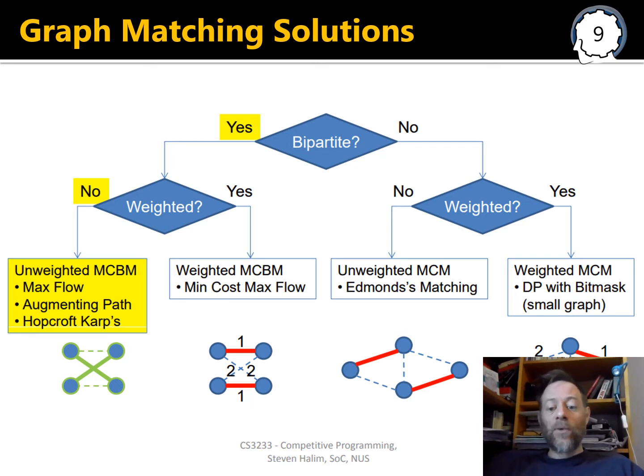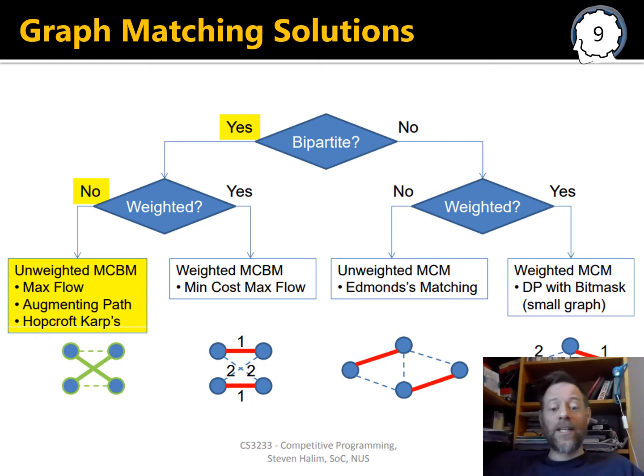And if we then want to come to the actual different solutions to this, the different algorithms, we can make a decision tree as the following. So the most important question is: is this graph bipartite or not? If it is bipartite, then the problem becomes much easier.